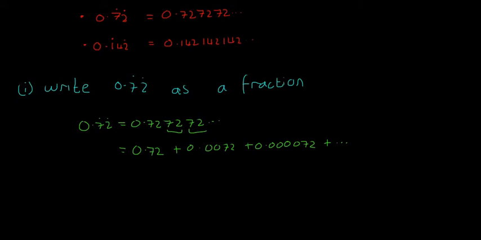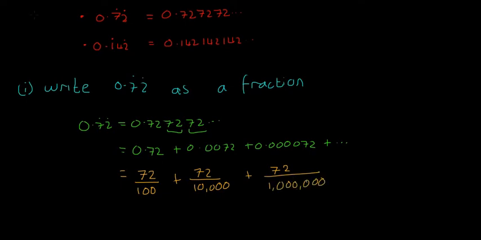Now we're going to write it in one more different way. So 0.72, if we write that as a fraction, that's going to be 72 over 100, plus, if we write this as a fraction, it's going to be 72 over 10,000, and this is going to be 72 over 1,000,000. And this is going to continue on.